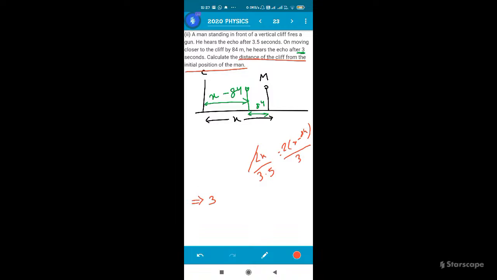2 and 2 get cancelled out. So 3x is equal to 3.5x minus 294. So you are getting 294 is equal to 0.5x. As a result, the value of x is 588 meter. So this is the answer. I hope it is clear to you.